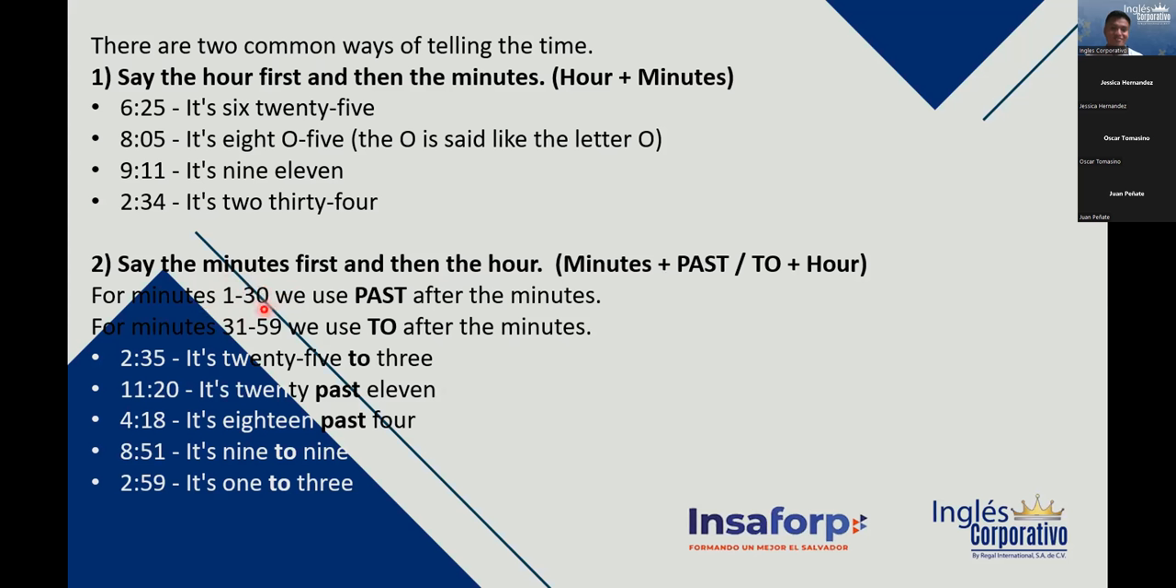It is. For example, en la primera, cuando vamos a utilizar past, del minuto 1 al 30, from 1 to 30, yo voy a decir la hora en la que estoy. For example, si yo te pregunto ahorita que me digas 9:27, utilizando esta, ¿cómo lo dirías tú? Según lo que acabas de entender, how would you say that? 9:27. Esa me la estás diciendo como la primera forma, pero vamos a ver cómo la dirías.